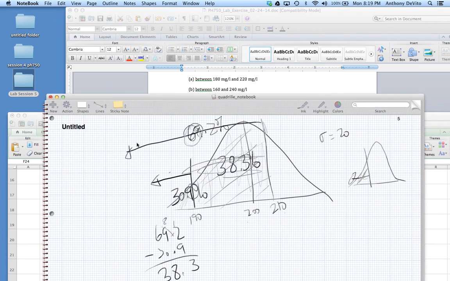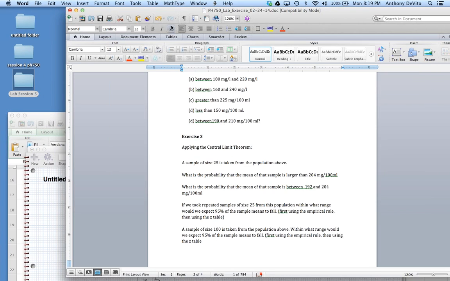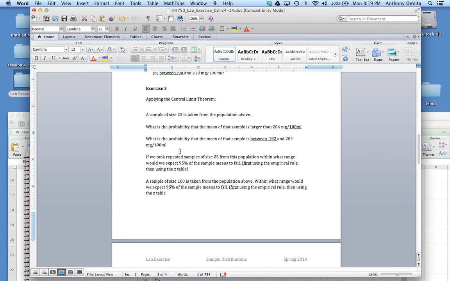So now I'm going to take a look at this next problem, which is a bit different. Applying the central limit theorem. I'm dealing with a sample now. A sample of size 25 is taken from the population above. What is the probability that the mean of the sample is larger than 204? What is the probability that the mean of the sample is between 192 and 204? And so on and so forth.